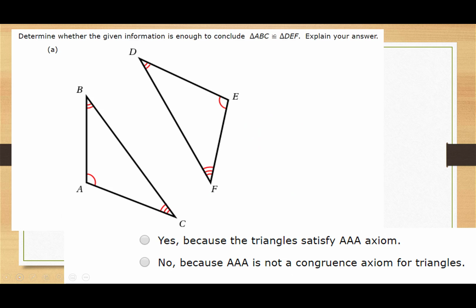Okay, take a look at these two triangles. It says determine whether the given information is enough to conclude triangle ABC is congruent to triangle DEF. Listen carefully to how it was read. You're determining whether the given information is enough. Right now, the only thing that's been marked is that there's three pairs of congruent angles, but there's no information about the lengths of the sides. And so for this question, we have to choose no because there is not an AAA congruency statement.